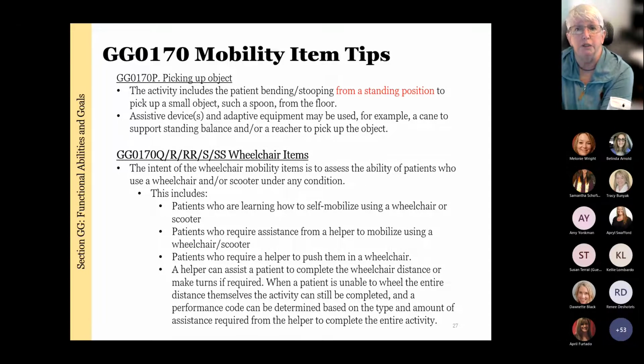This activity includes the patient bending or stooping from a standing position. So anyone that's ever sent me an email asking, okay, the patient's in a wheelchair, how would I score this item? You know, checking to see if the clinician got it right. I'm like, no, it can only be done from a standing position. So if they're in a wheelchair, this doesn't apply. This is for those that can stand.